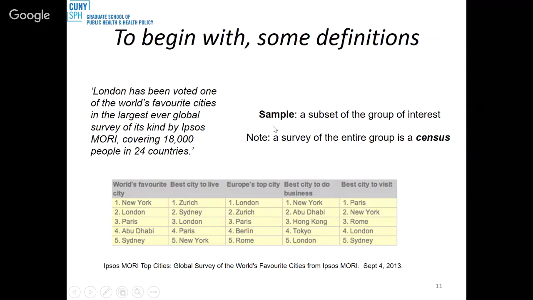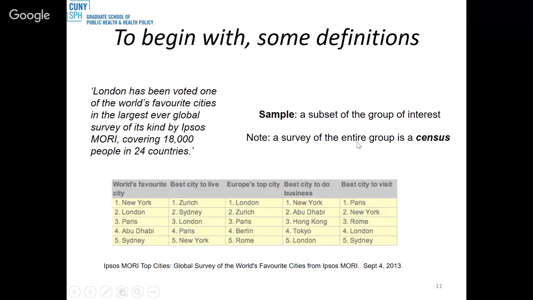So I highlighted the definition of sample here because that is what is being taken. It's just a subset of the group of interest. So if the group of interest here is the whole world, obviously you're not going to ask this question of several billion people, to ask everyone in the world. You ask a sample. And a lot of statistics is about the analysis of samples, which are an incomplete subset of the population of interest.